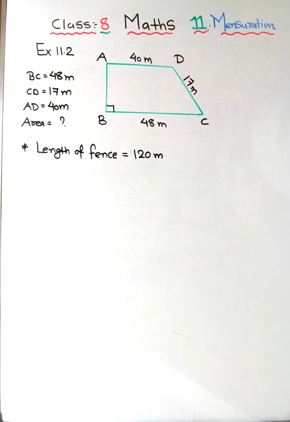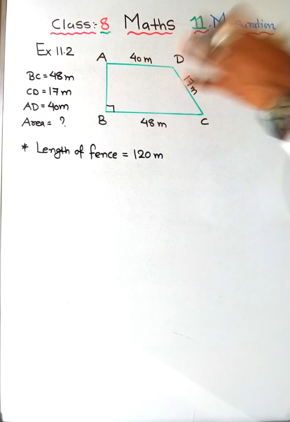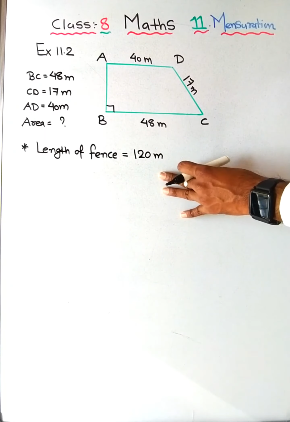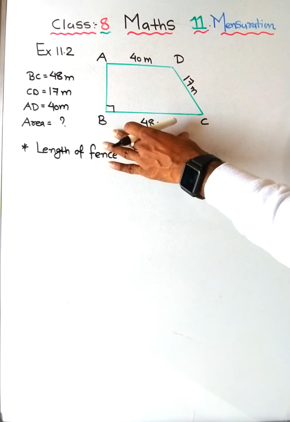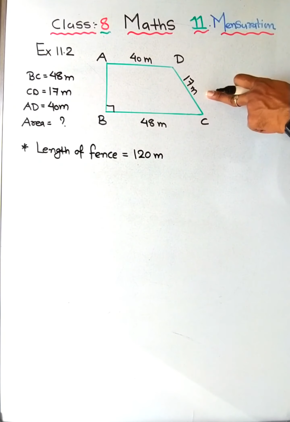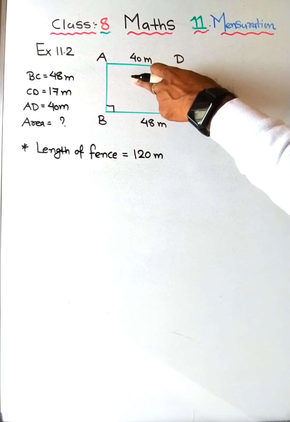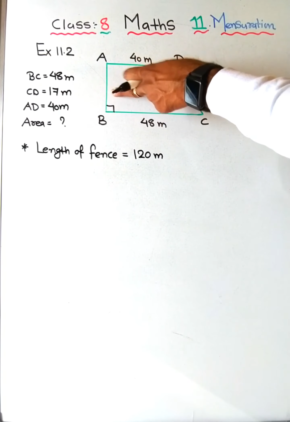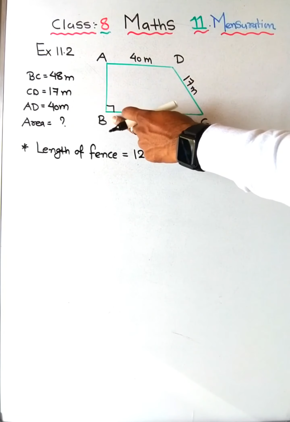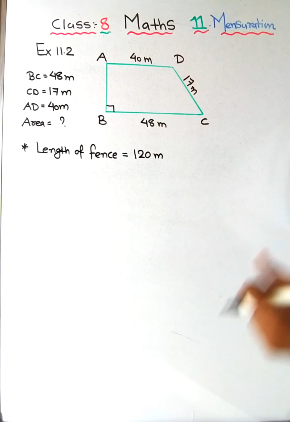Now the third question is about the length of the fence of a trapezium shaped field. So we have a trapezium shaped field and the fence length is given as 120 meter. BC is 48 meter, then CD is 17 meter, and then AD is 40 meter. We don't have any information related to AB. Now we are finding the area of this field. Side AB is perpendicular, that is given, so 90 degrees. AD and BC are parallel.